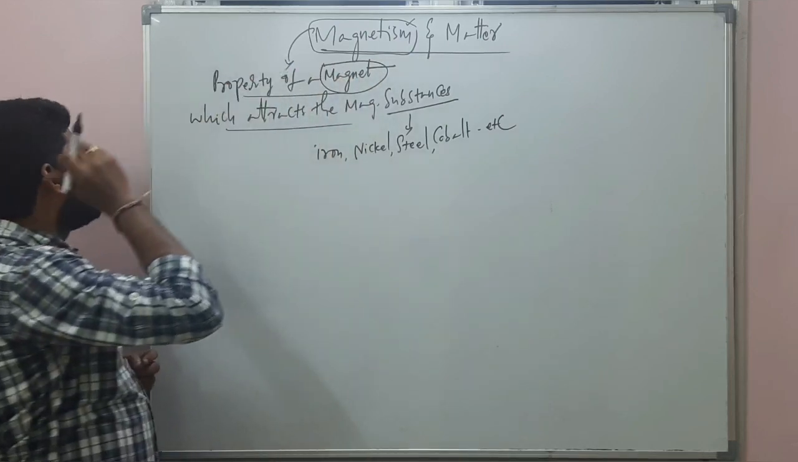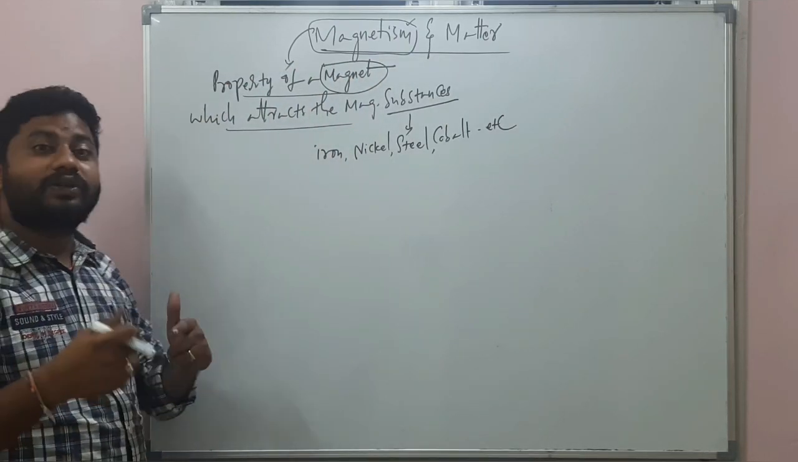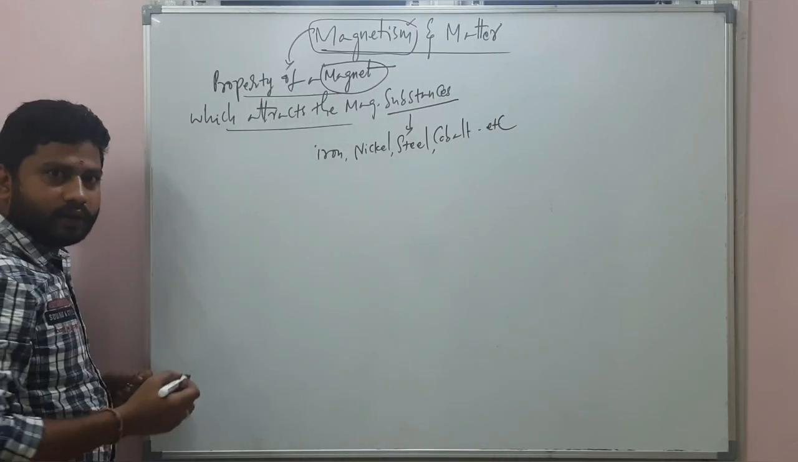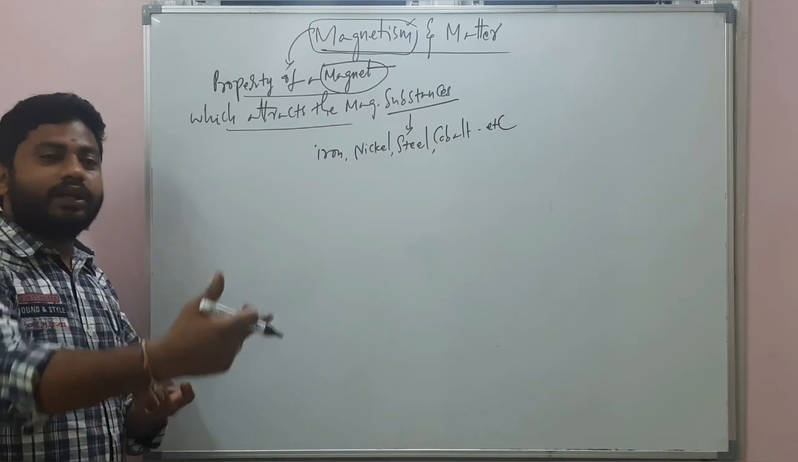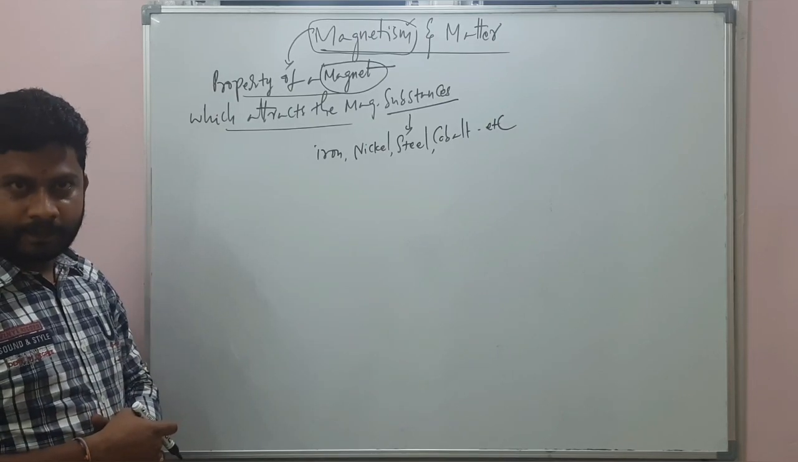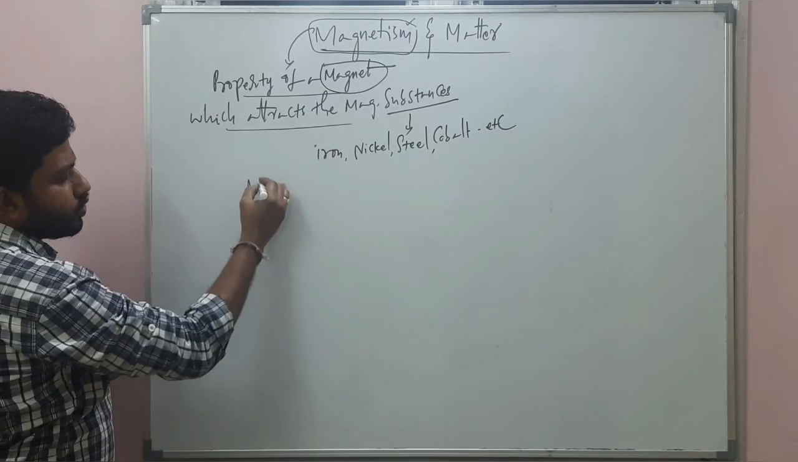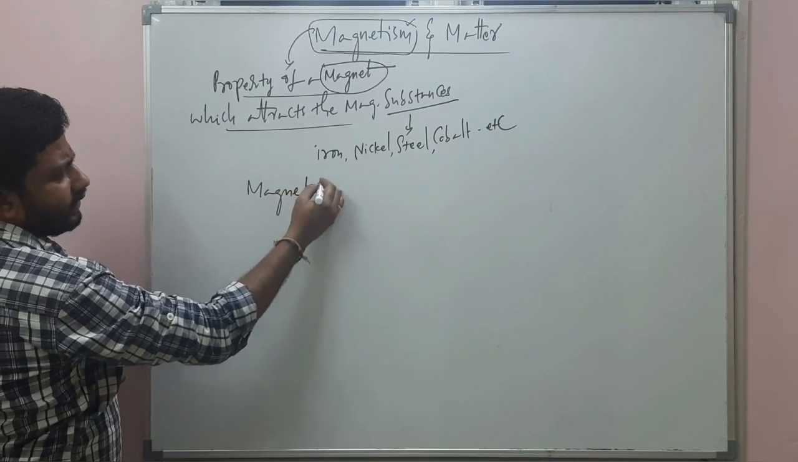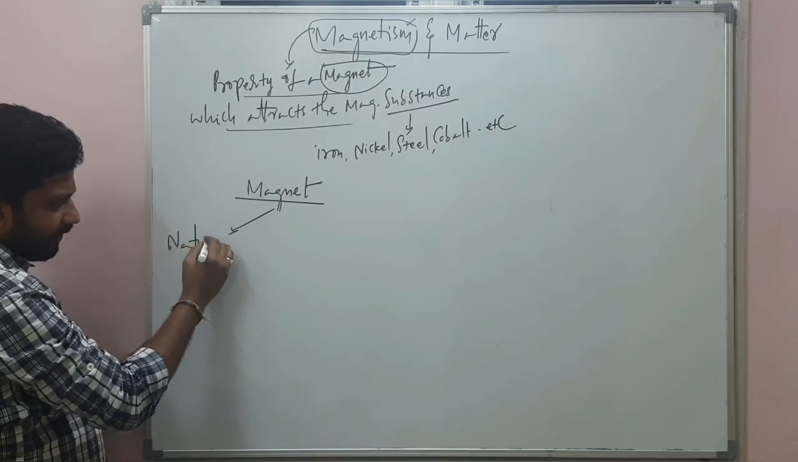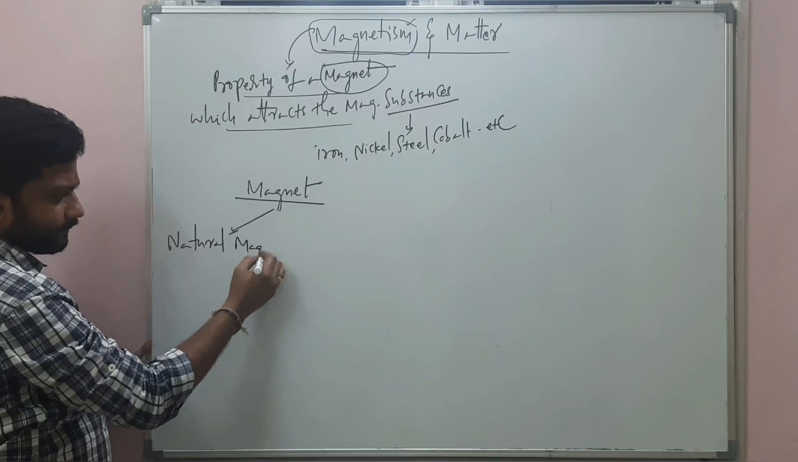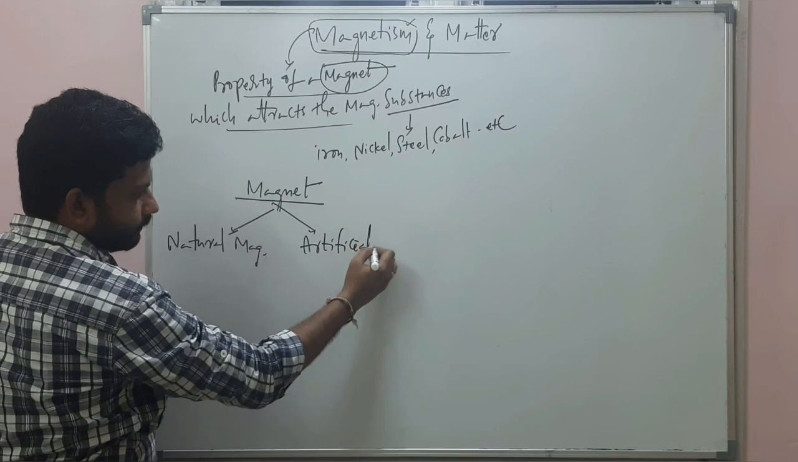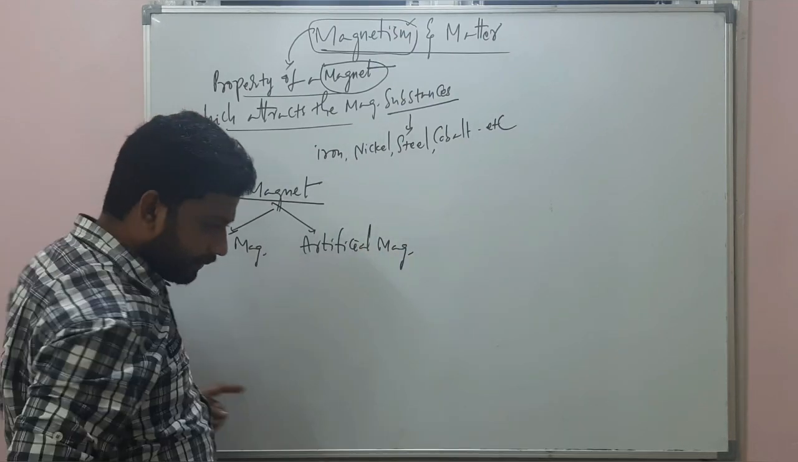What is the magnet? From this point onwards, the chapter continues. What is the magnet here? A magnet is a substance which can attract these magnetic substances or other magnets. And you should know the basics about the magnet. There are two types of magnets available for us: natural magnets and artificial magnets.